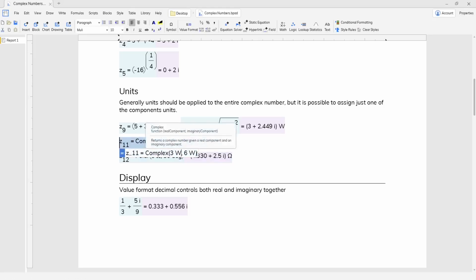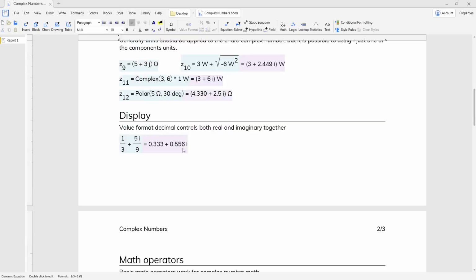So for example, if I want to avoid using units inside the complex function, then I can do that and then multiply this times 1 watt, and that's going to have the same effect as what I had previously. Moving on, there's not a bunch to say about display for complex numbers, but I wanted to point out that any value format decimal controls are going to apply to the real and imaginary components together.